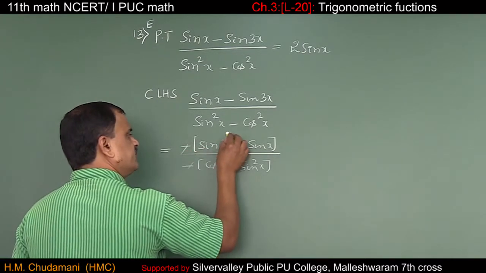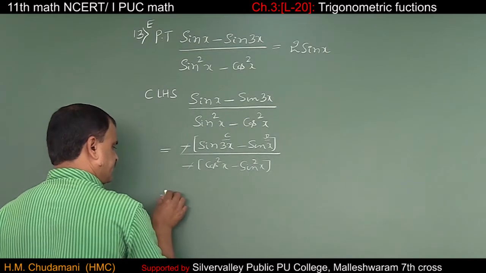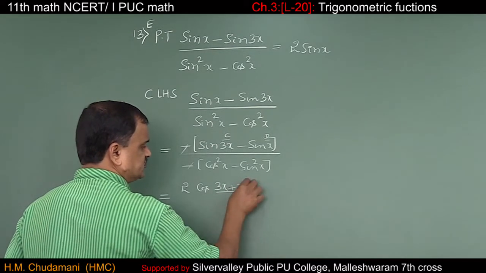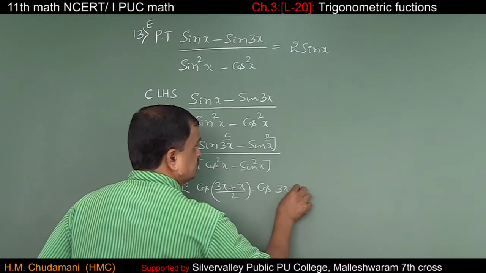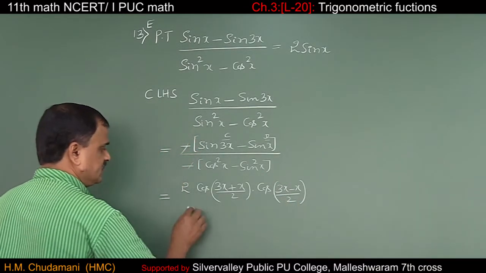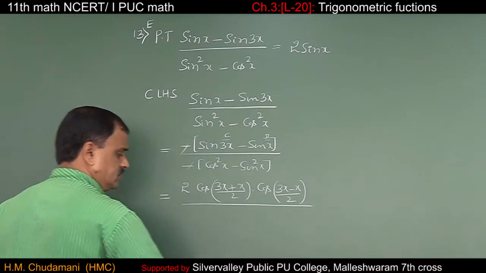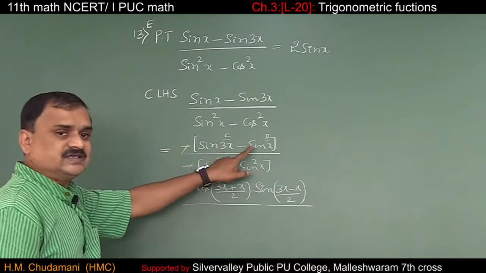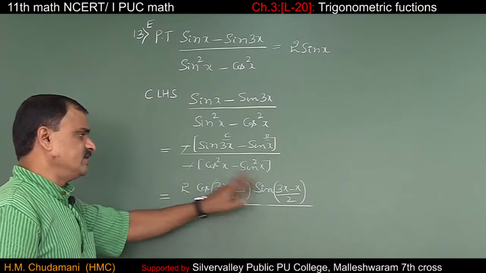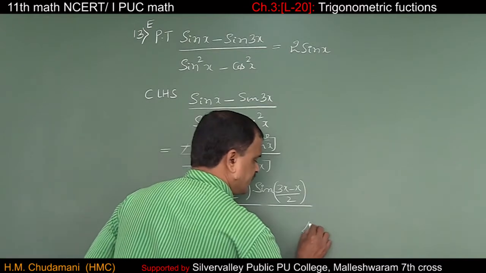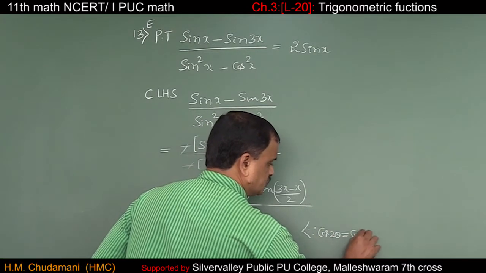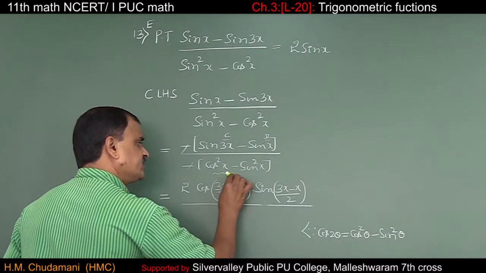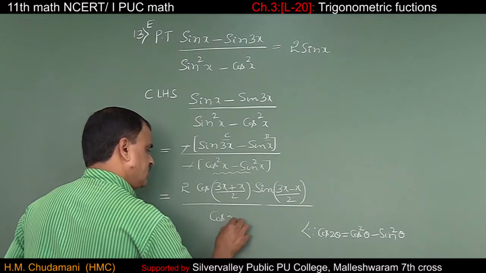Now this is of the form sin c minus sin d. Sin c minus sin d means 2 cos (c plus d)/2 into sin (c minus d)/2. We have the formula for cos 2 theta in terms of cos and sin: cos square theta minus sin square theta. In place of cos square x minus sin square x, we can write cos 2x here.